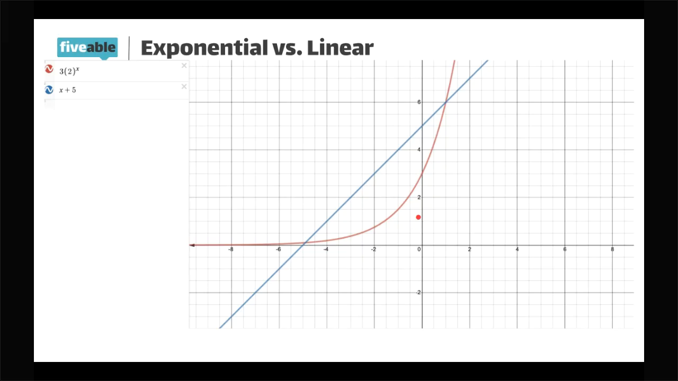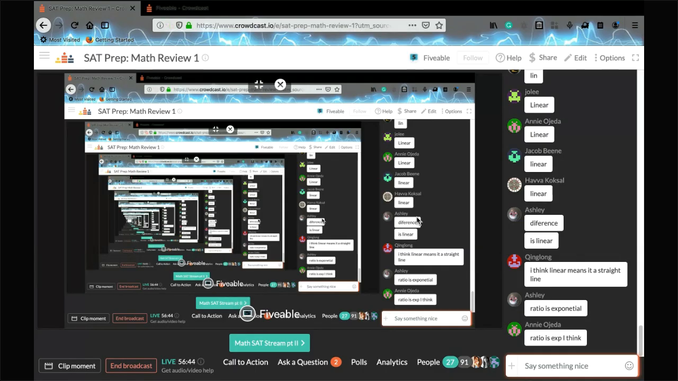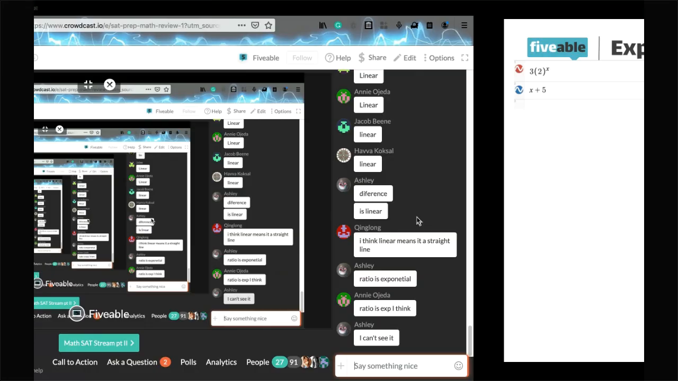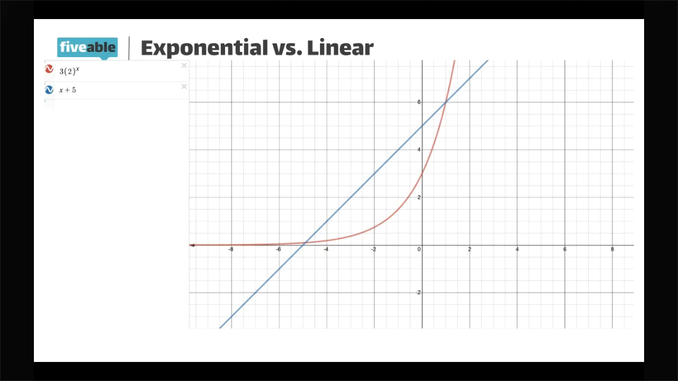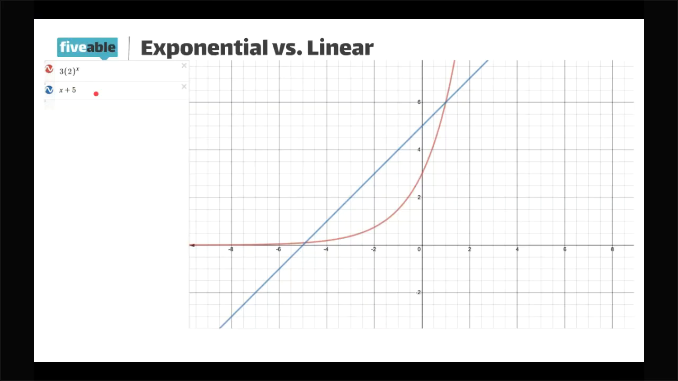Does anyone know the common difference in this example problem? What's the common difference? I'll go back to it so you guys can look. You don't need to look at the graph because I've given you the equations. You got it? Yep, it's 1. All right, so what's the common ratio here?